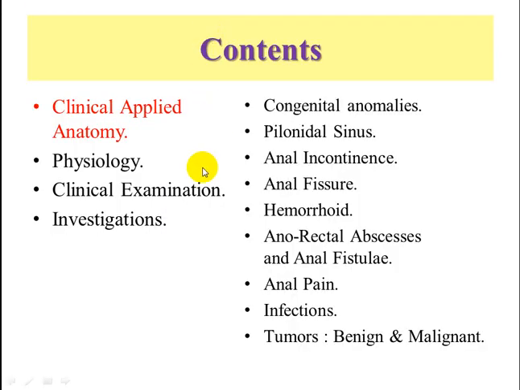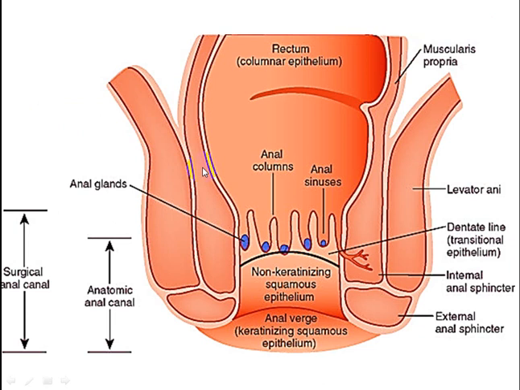Clinical applied anatomy. The anal canal is divided into the anatomical anal canal and the surgical anal canal. The anatomical anal canal extends from the anal verge below up to the dentate line or the pectinate line. As we said, it is the embryological fusion of the endoderm and ectodermal proctoderm, while the surgical anal canal extends from the anal verge to the upper part of the anal sphincter.